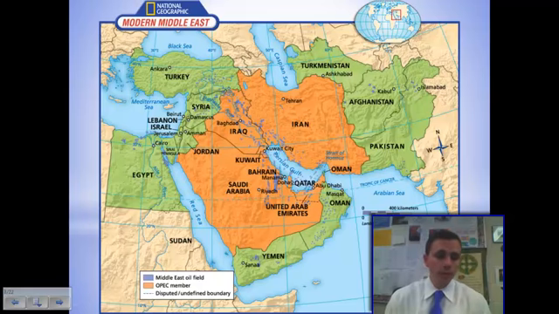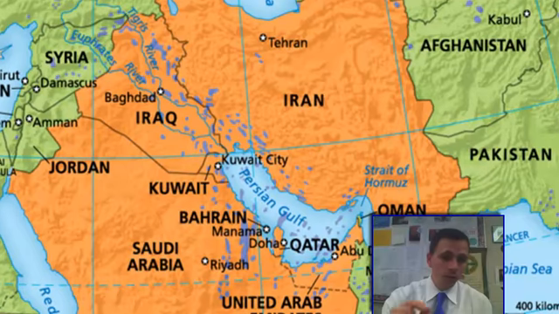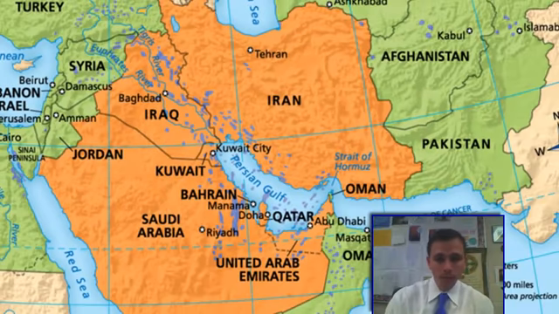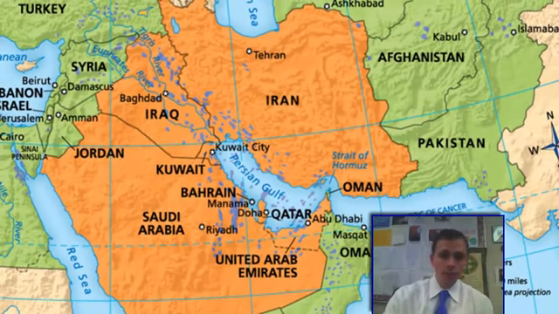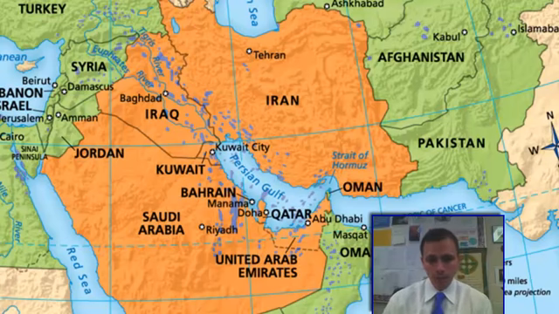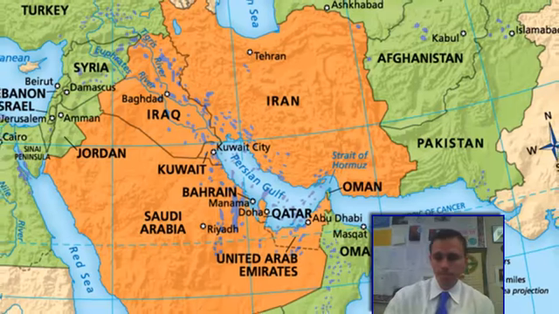Here we can take a look at the map of the Middle East and who is an OPEC member. It may be difficult to see, but the purple spots are the oil fields in the Middle East. The orange countries are OPEC members. The green are not. Basically the orange countries, Iran, Iraq, Kuwait, Saudi Arabia, Qatar, Bahrain, are all very oil-rich and members of OPEC.